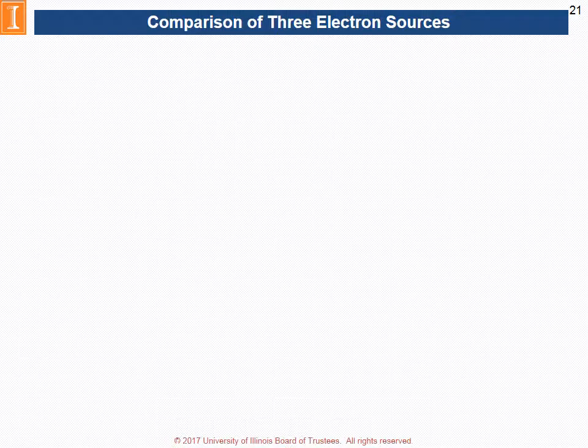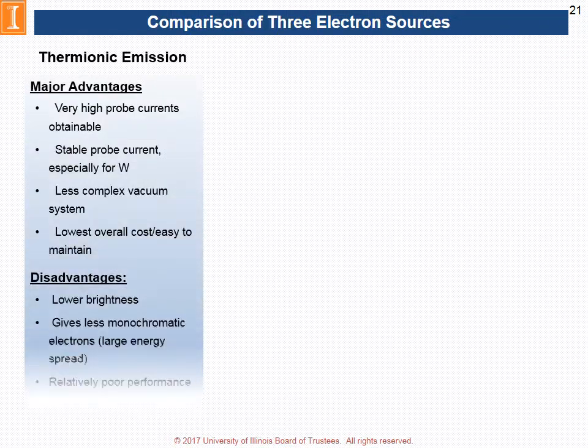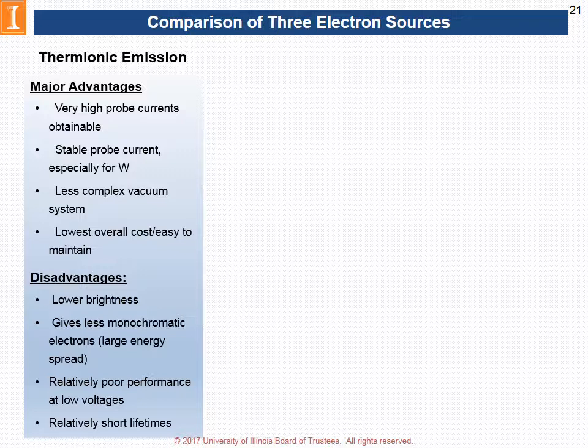Comparison of the three electron sources. Thermionic emission. The advantages of using a thermionic emission gun. It has high probe current, which is good for analytical purpose. It has a stable probe current, especially for tungsten. And since the gun area does not require ultra-high vacuum, the vacuum system required is less complex, so the overall cost is lower. The disadvantages of a thermionic emission gun.